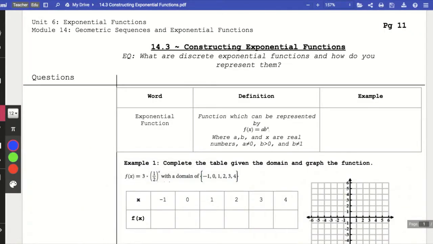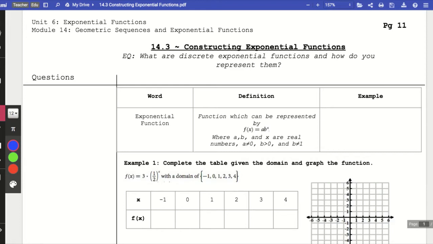Creating exponential functions. So we've looked at geometric functions, and those are kind of cool because they always follow that pattern. But actually, exponential functions are geometric functions. So really, we're not going to be taking it that far by creating a geometric exponential function.